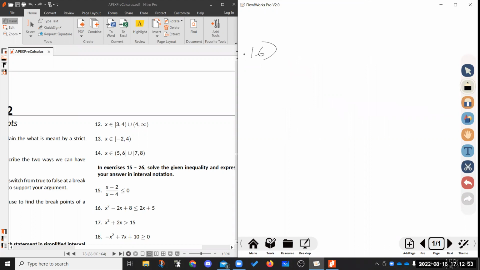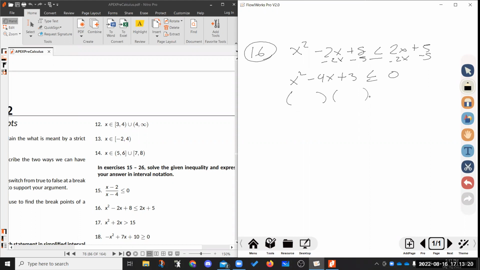Number 16 says x squared minus 2x plus 8 less than or equal to 2x plus 5. I've always got to get a 0 on one side to make sure my x squared term is positive. So I'm going to subtract 2x from both sides. I'm going to subtract 5 from both sides. It's going to give me x squared minus 4x plus 3 is less than or equal to 0.